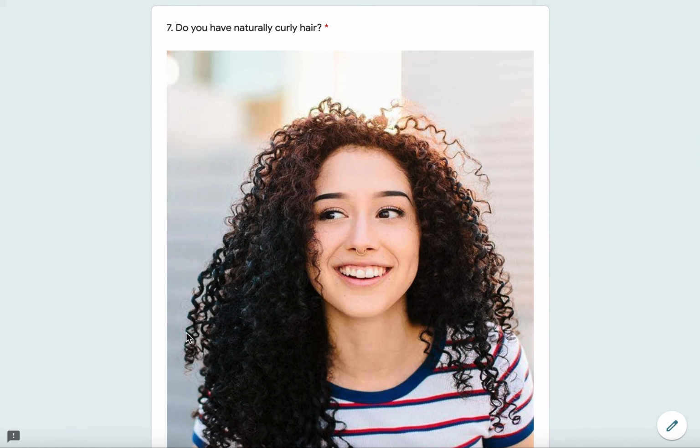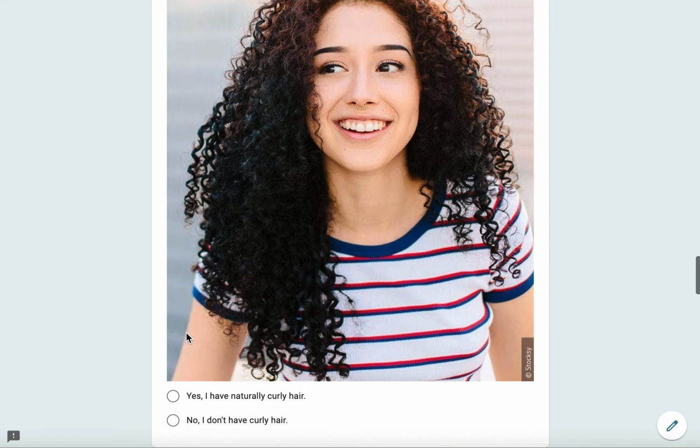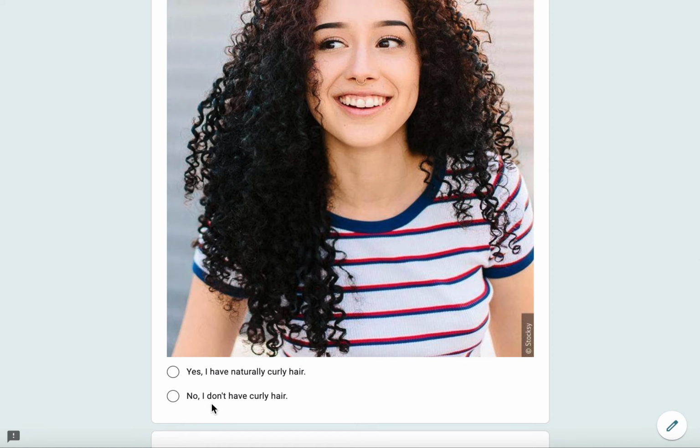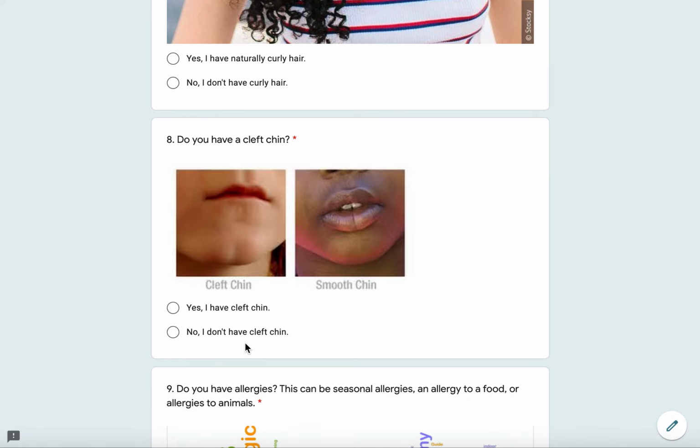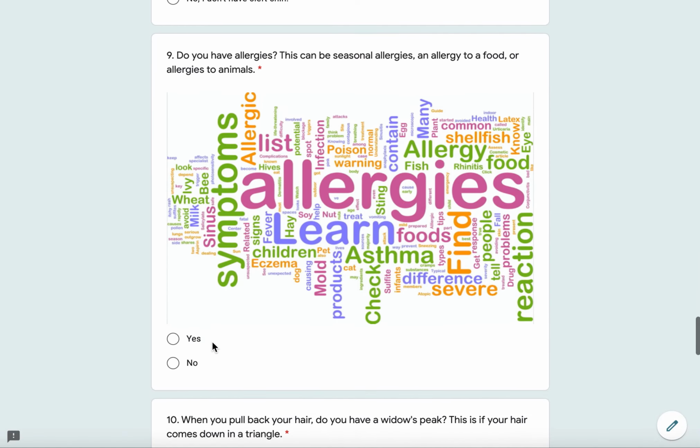Number 7. Do you have naturally curly hair? Yes or no? Number 8. Do you have a cleft chin? Yes or no? Number 9. Do you have allergies? This can be seasonal allergy, allergy to food, or allergies to animals. Yes or no?